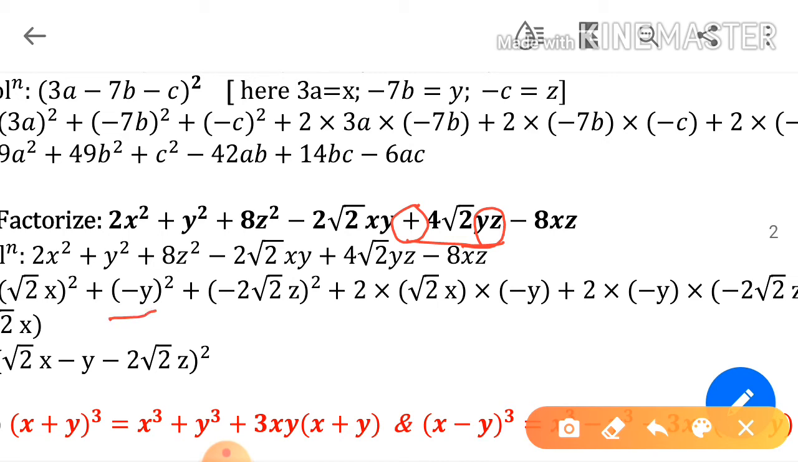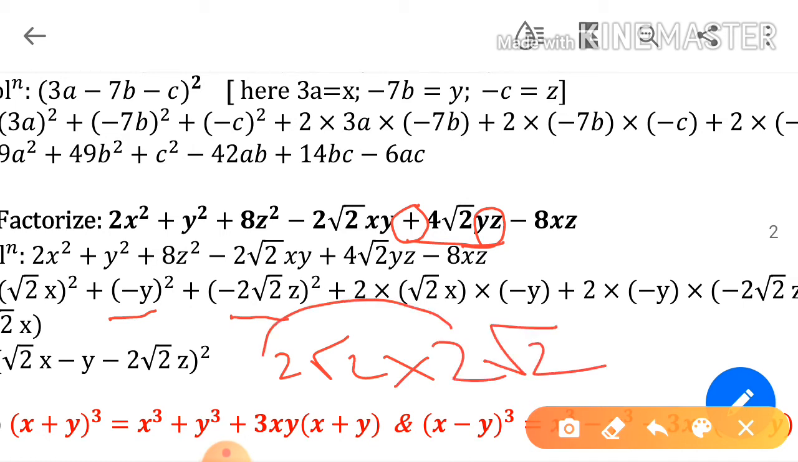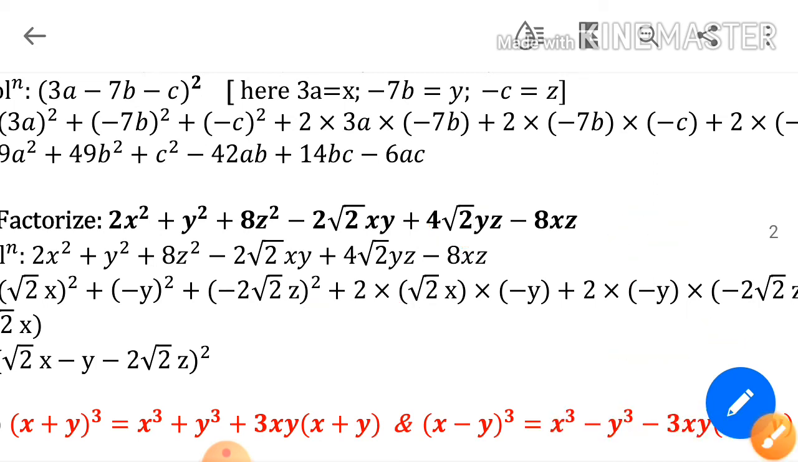8z square means 2 root 2 whole square equals 8, since 2 root 2 into 2 root 2 is, 2 into 2 is 4 and root 2 into root 2 is 2. So 4 into 2 is 8. That's why 2 root 2 into z whole square equals 8z square.